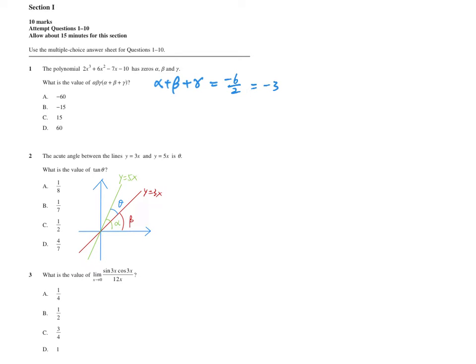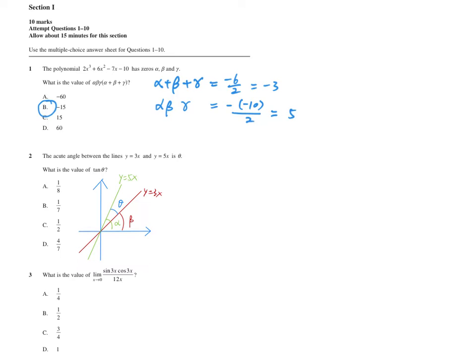And then the product of all the zeros, alpha, gamma, and beta, should be minus the constant term over a, which means it is minus 10 over 2, which is minus 5. Therefore, we multiply these two together, which will give us the answer of minus 15, option B.